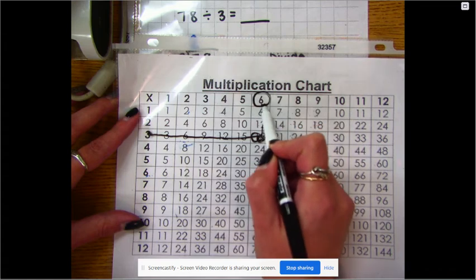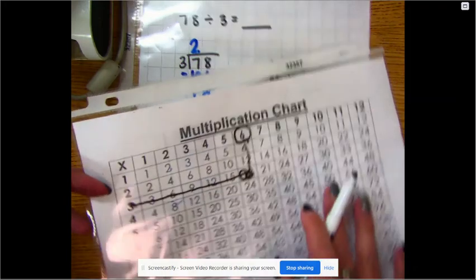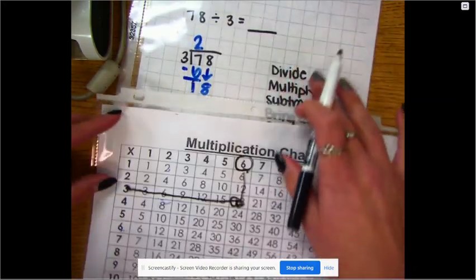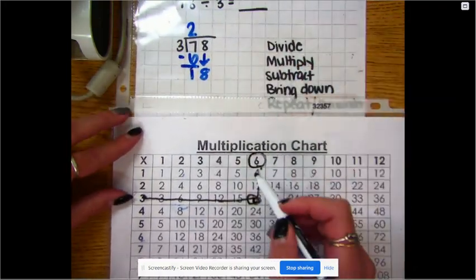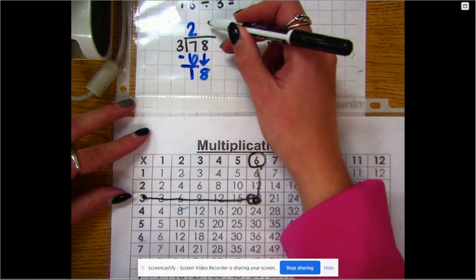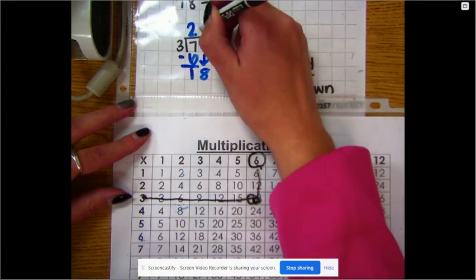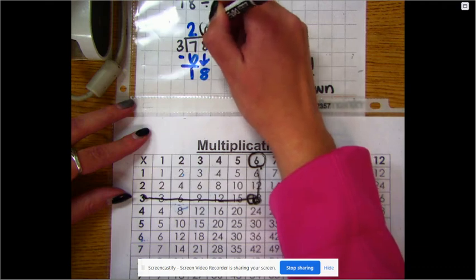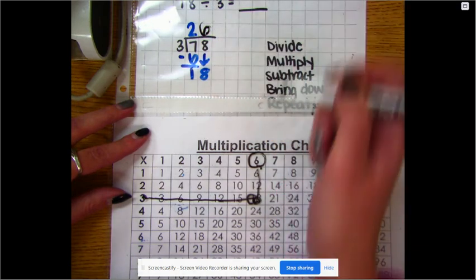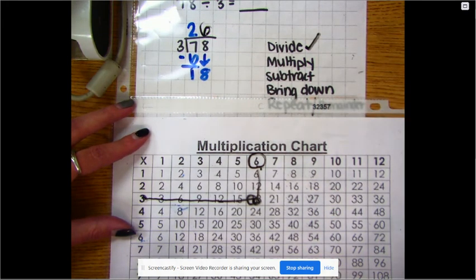How did I get there? 6. Where is 6 located on my multiplication chart? At the top. So if 6 is located at the top, where is 6 going to go on my standard algorithm? If you said at the top, you are a rock star. It goes right up there on top. Okay, I just divided. What's my next step?